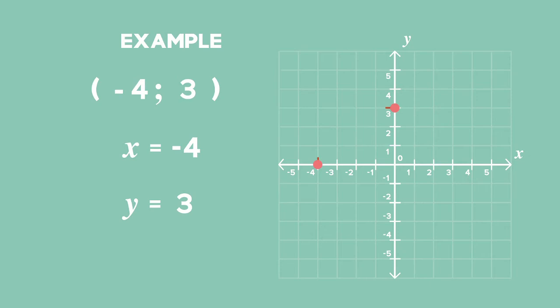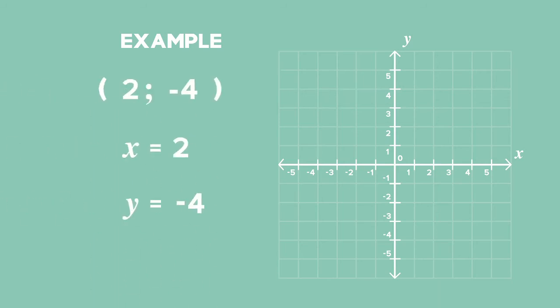So we go upward from -4 and we see that meets the point y is 3 at the intersection of those two orange lines. Therefore, the point -4 and 3 represented by this little dot will be that point that I've just drawn in. So the -4 tells us how far along the x-axis we are, and the 3 tells us how far up we are on the y-axis.